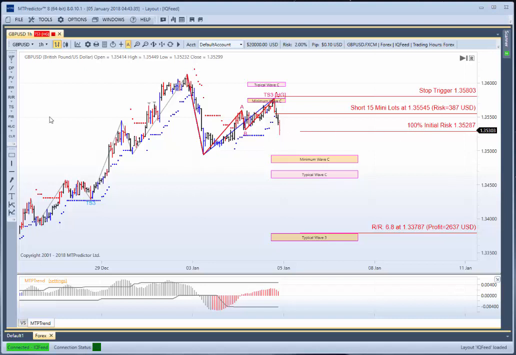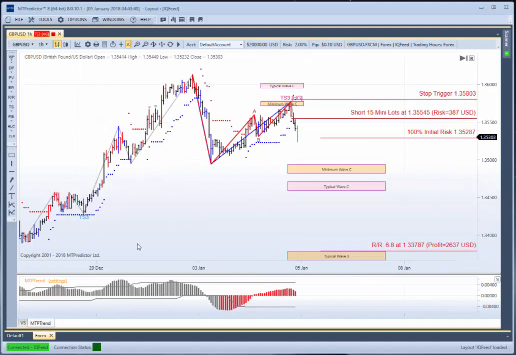Let's have a look at the higher time frame chart. So for you guys who've been following MTPredictor for a while, will know that rather than just using MTPredictor as a mechanical system, we don't do that because we know the market goes in cycles. In other words, at least 50% of the time the market pattern is unclear, and therefore you shouldn't be doing any kind of analysis or trading anyway.